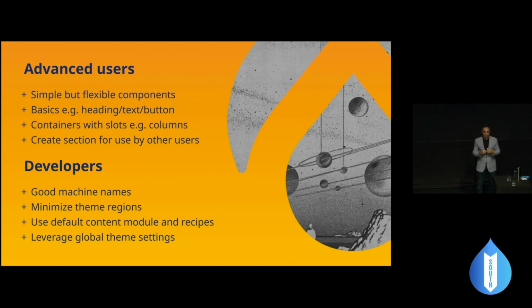So that's quite handy. And then for developers, good machine names, minimizing the theme regions. You don't want people to be able to start adding components to the header section and putting things right above the title of the nav area, because obviously that'll break and not look great, or at the footer. So, minimizing the regions that you can theme. Also using the default content modules and recipes, and then leveraging good global theme settings.